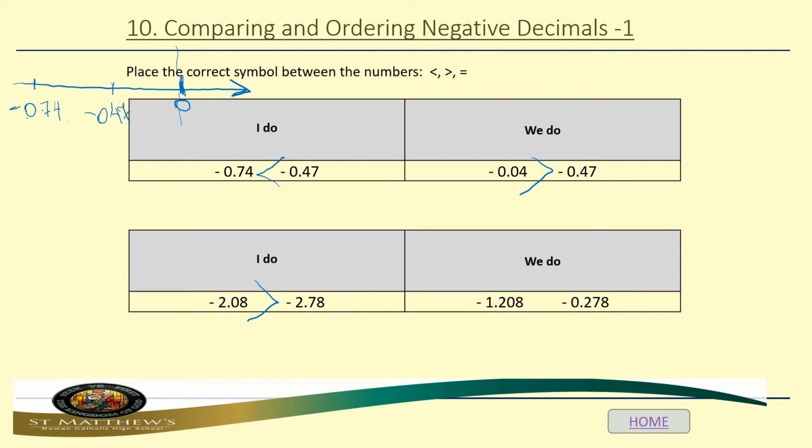Pause the video for 20 seconds and do the next one. So what you should have is this sign this way. So minus 0.278 is larger.